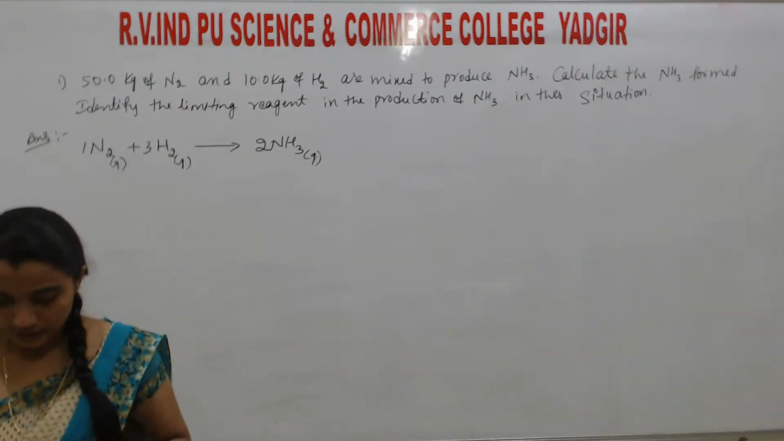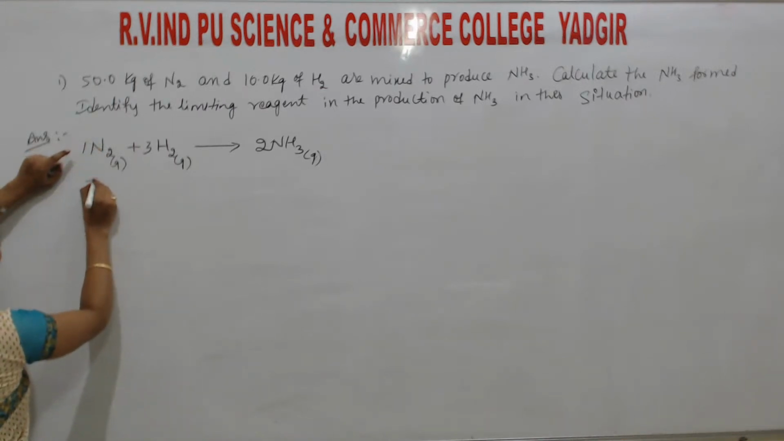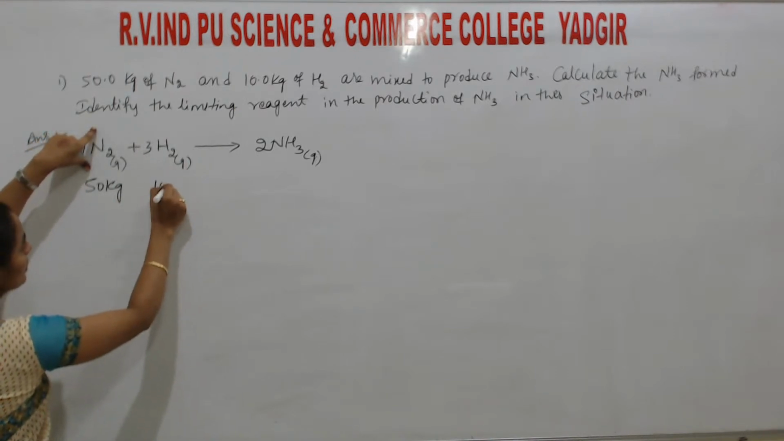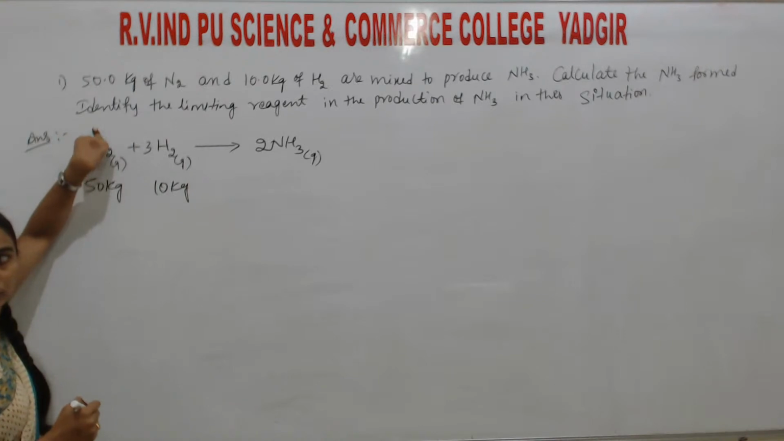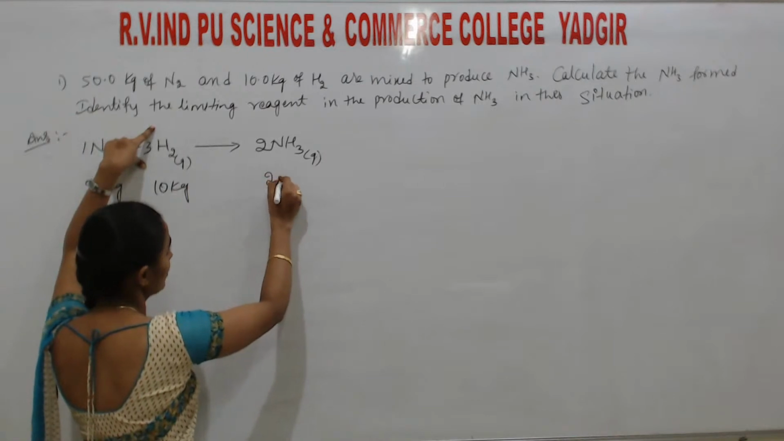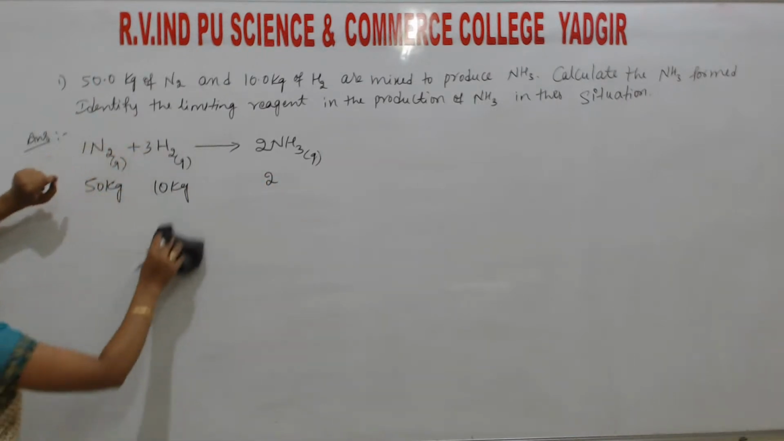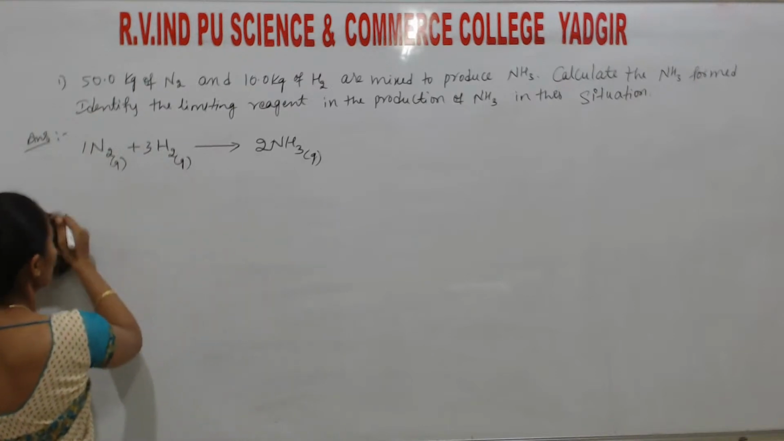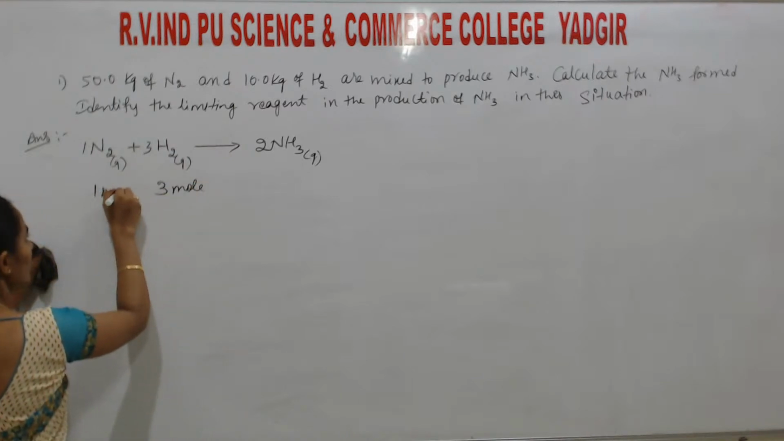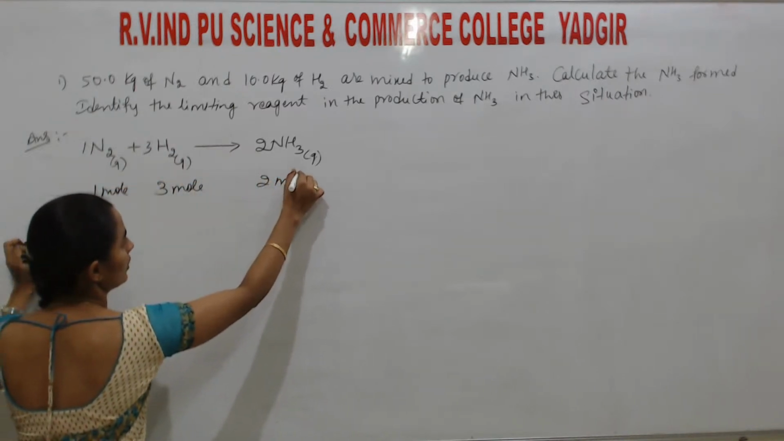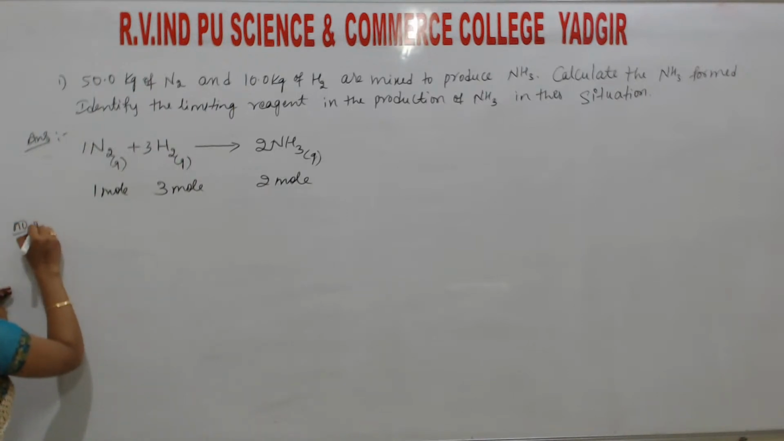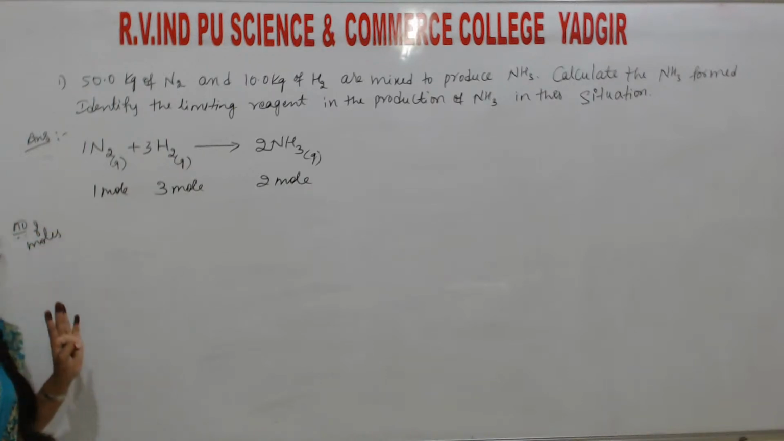Listen students, here initially they gave 50 kg of N2 reacting with 10 kg of H2; you just compare. Listen, 1 mole of N2 combines with 3 moles of H2 to give 2 moles of NH3. Here, the number of moles: how to calculate the number of moles?